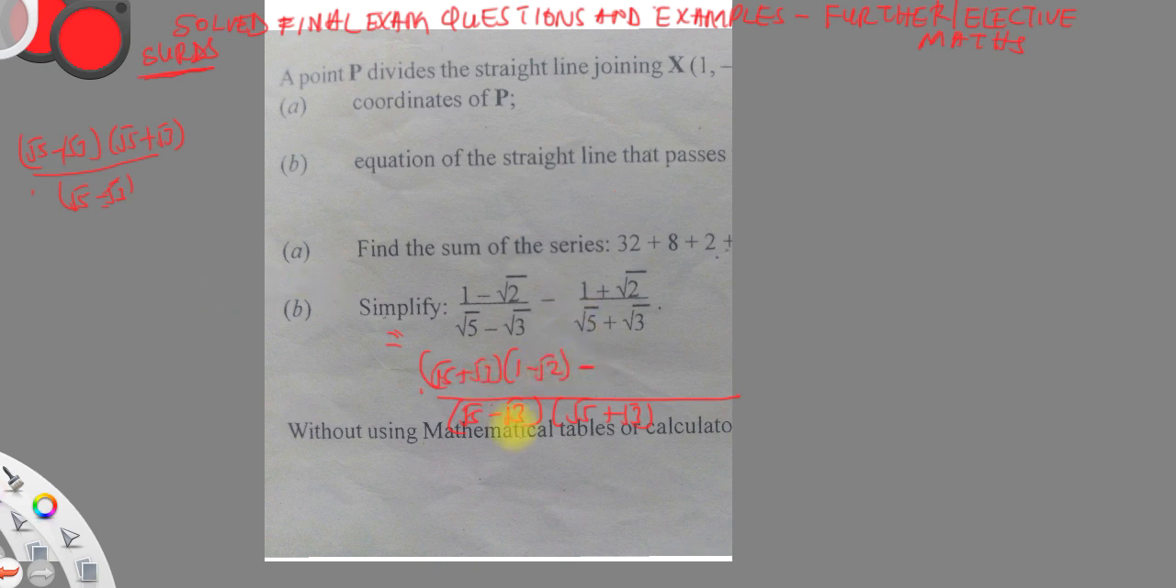Then minus, and then we have the denominator, this time divided by square root of 5 plus square root of 3. So this will cancel, then we get square root of 5 minus square root of 3, and we multiply by 1 plus square root of 2. Yes, so that is it.